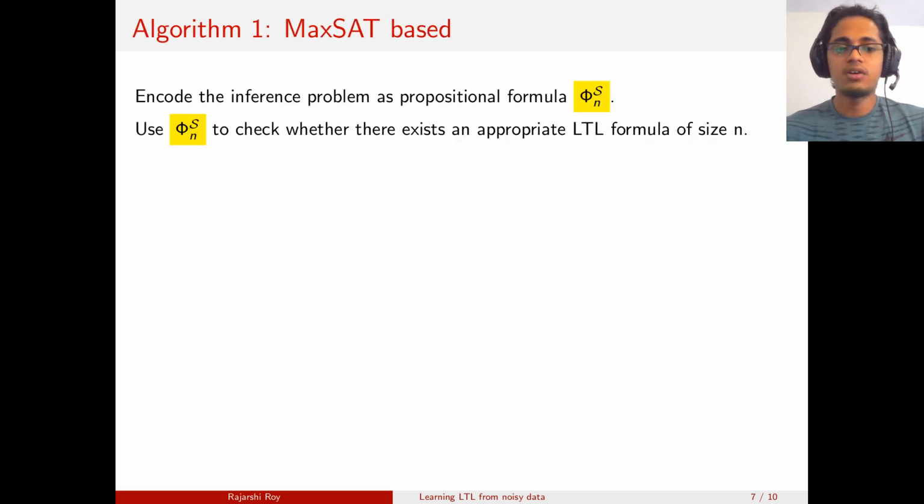Our first algorithm essentially converts the inference problem into a propositional formula phi Sn. This propositional formula enables us to check whether there is an LTL formula of size n that is consistent, that has a loss less than the threshold. Internally, this formula phi Sn consists of two types of constraints.